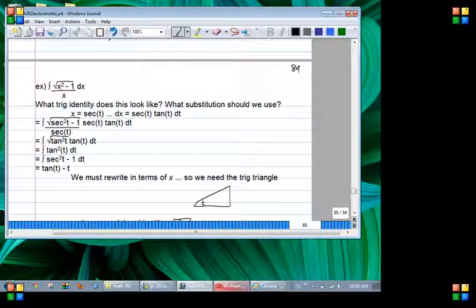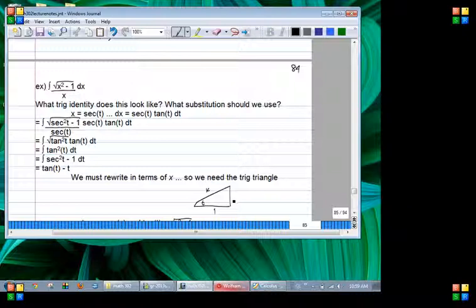Secant is 1 over cosine. So it's hypotenuse over adjacent. So x is the hypotenuse, then what's the adjacent? Adjacent is just 1. So think of x as just x over 1. So secant of t is now x over 1, which is just x.